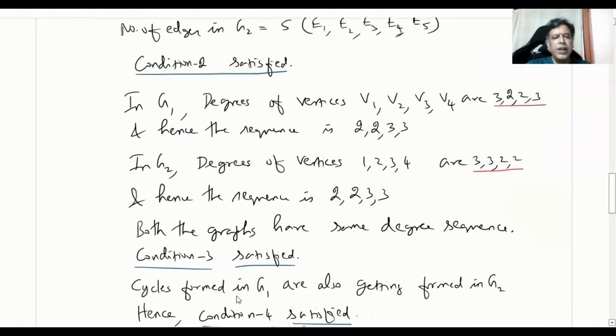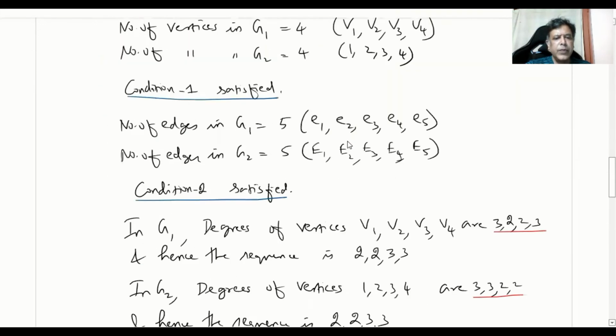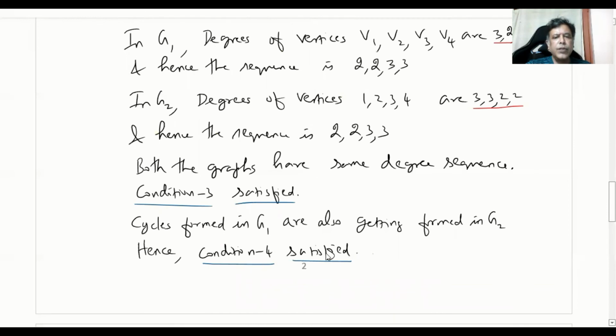Now, cycles formed in G1 are also getting formed in G2. What does it mean? Let us go back to the graph. We may notice here V1, V2, V4 and V1. A cycle is getting formed with degrees 3, 2, 3. And here also we may notice 1, 3, 2, 1, which means it is 3, 2, 3. So same degrees. There is another cycle getting formed here this way and this way. Here also we may notice it is getting formed 3, 2, 3 and then 3, 2, 3. So it is in a similar fashion. We can conclude that condition 4 is also satisfied.